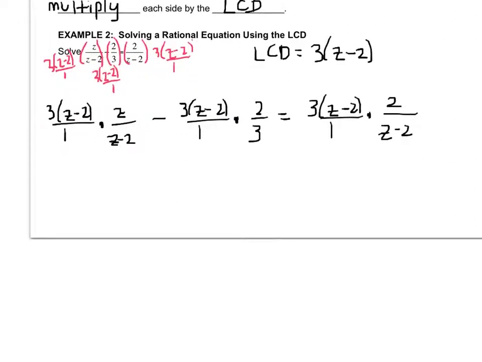So this first term gives me, well, I can cancel first. So this gives me 3z. Yeah, over 1, whatever. Minus, the 3's cancel here, and I'll have z minus 2 times 2 over 1. And here, the z minus 2 cancels, so I get 6 over 1. So it's looking a little better. And luckily, since these are both over 1, I can just combine the numerators.